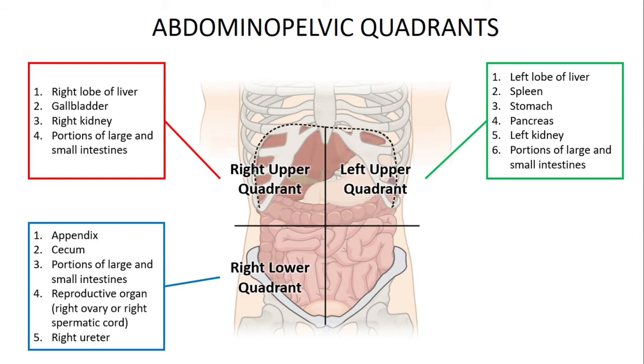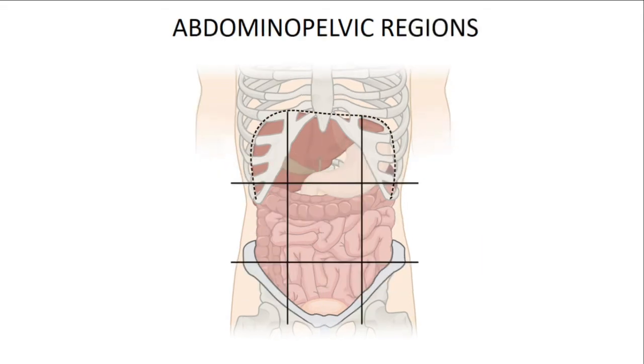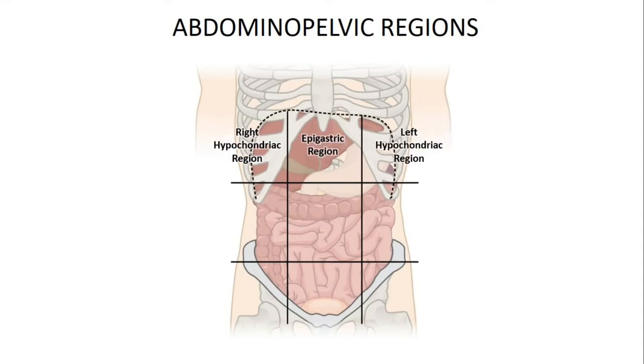Third is the right lower quadrant, where we can find appendix, cecum, portions of large and small intestines, reproductive organ, and right ureter. And the last one is the left lower quadrant, where most of the small intestine, portions of large intestine, reproductive organ, and left ureter are located. The 9 regions are smaller than the 4 abdominal pelvic quadrants and include the right hypochondriac region, epigastric region, left hypochondriac region, right lumbar region, umbilical region, left lumbar region, right iliac region, hypogastric region, and left iliac region.